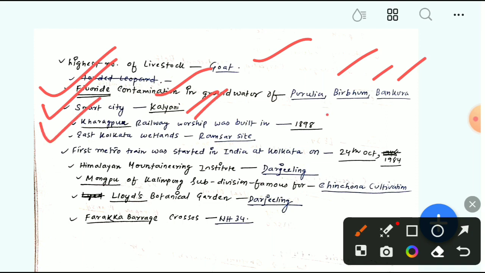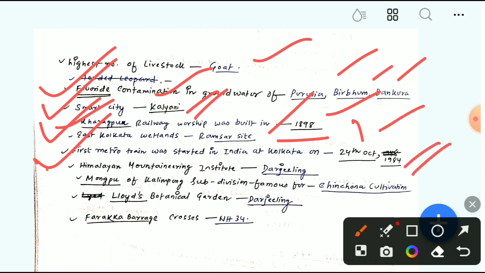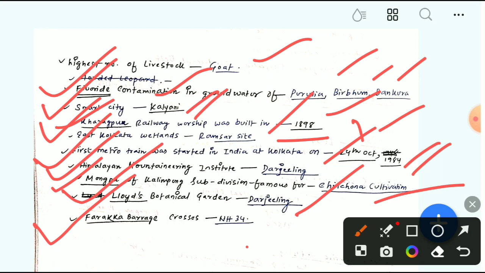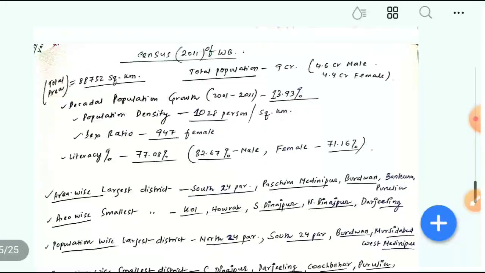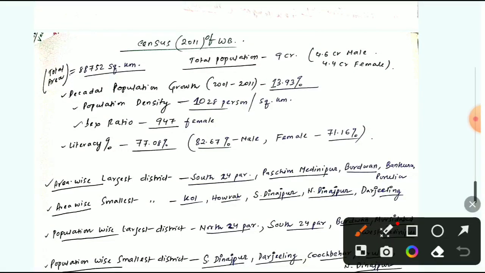Kharagpur railway workshop was built in 1898. East Kolkata Wetlands, it is a Ramsar site. In 2002 it was declared. First metro train in India was started at Kolkata on 24th October 1984. Himalayan Mountaineering Institute, it is in Darjeeling. Mongpu of Kalimpong subdivision is famous for Cinchona cultivation. Lloyd Botanical Garden, it is in Darjeeling. Farakka Barrage process, we have seen earlier also. National Highway 34.